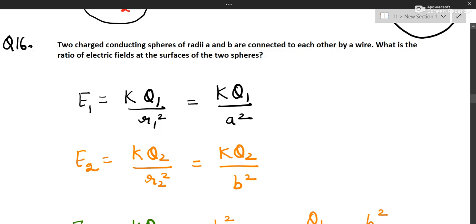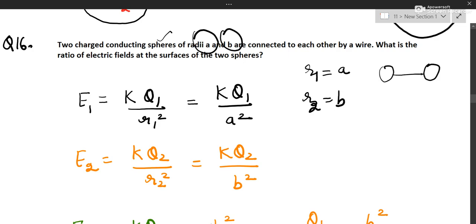There are two conducting spheres of radii A and B. So radius 1 is A and radius 2 is B. They are connected by wire. So you know here will be the concept of common potential. What is the ratio of electric fields at their surface? So first, electric field is simple, K charge by radius square.